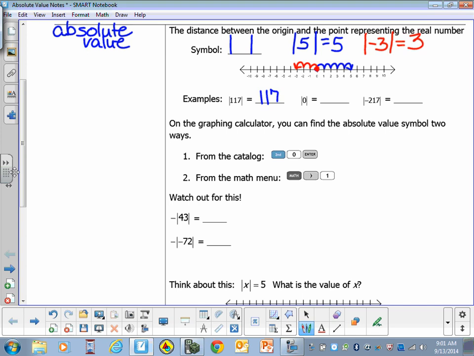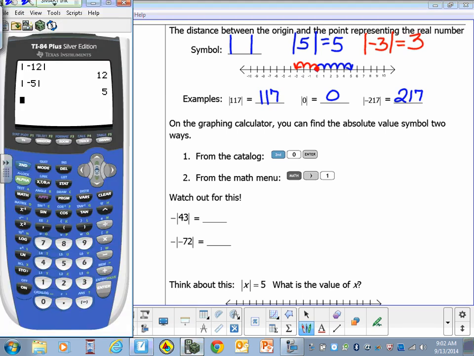The absolute value of 0 is 0. There are no spaces to count. The absolute value of -217 is 217. If I started at 0, I would count 217 spaces until I reached that number. Now on our graphing calculators, we can find absolute value two ways.